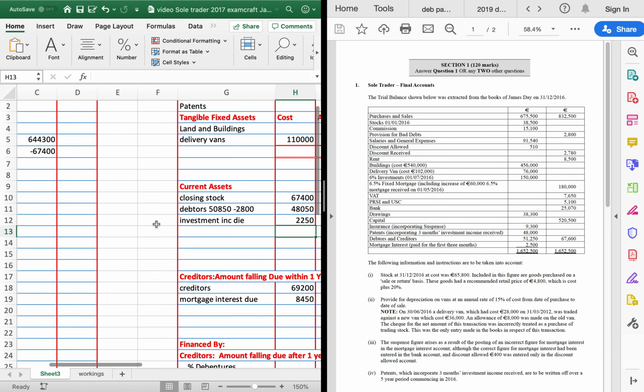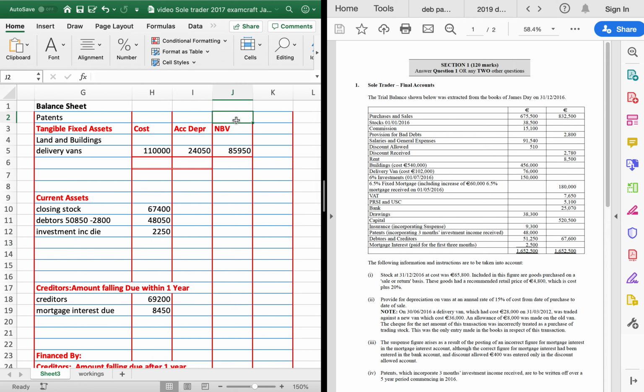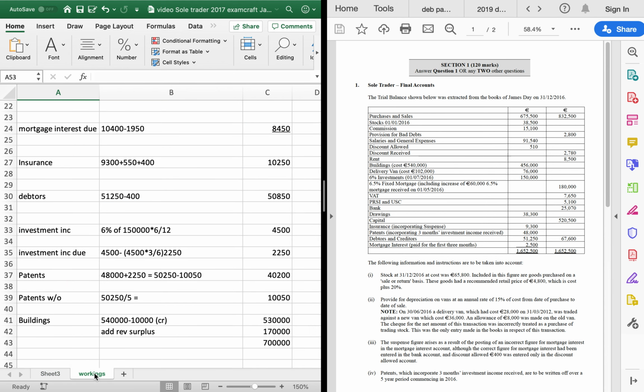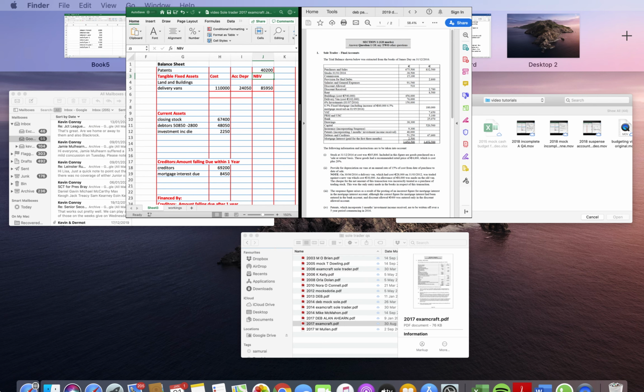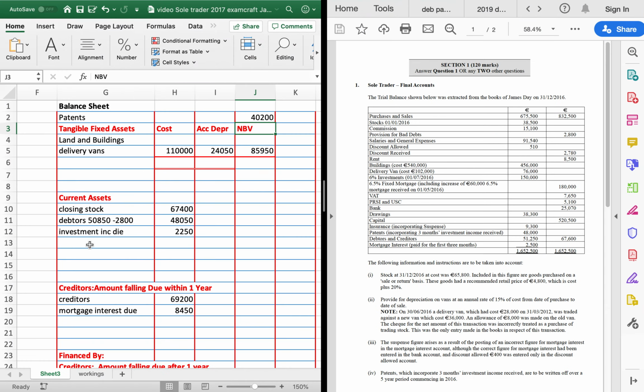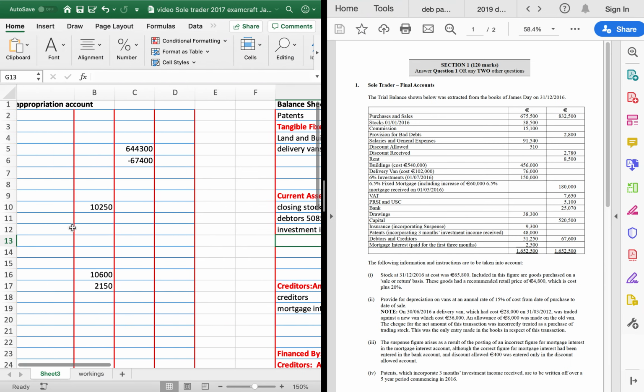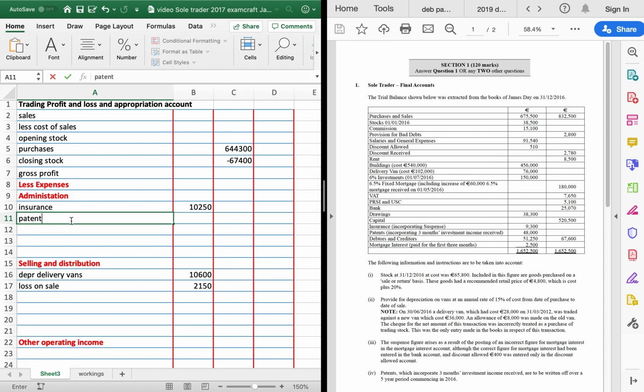Patents 40,200 is obviously a fixed asset. Then you've got patents written off, which is an expense. Quite important, you put patents written off into administration. What was it? 10,050.